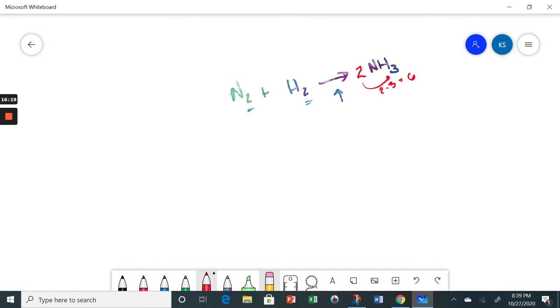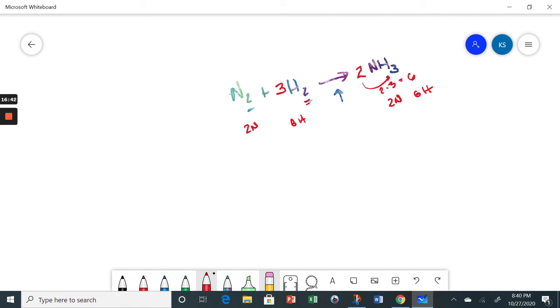So I come back over here, and I go, ooh, I have a subscript of 2. 6 can be divided by 2. I just need a coefficient of 3. So now if I look at my total number of atoms, I have 2 nitrogen, 2 nitrogen. I have 6 hydrogen, 6 hydrogen. And I'm now balanced. Okay?